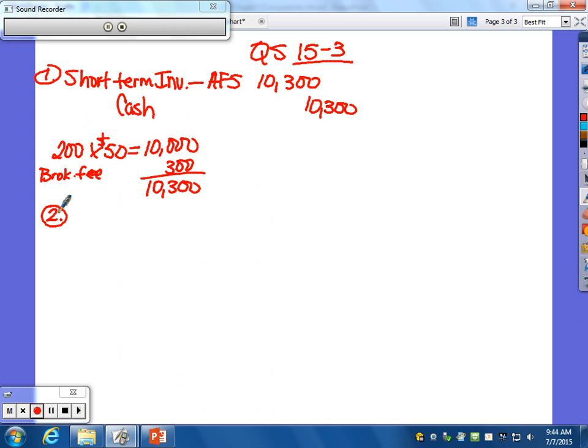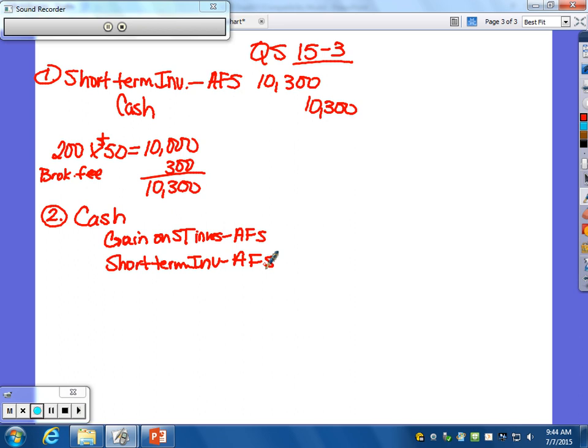So we're going to debit cash and credit what? Dividend revenue. It's not dividends. You're just selling your stock. Gain on short-term investments available for sale. And then what else do you credit? The difference? Short-term investment, available for sale, right? And so they had how many shares that they sold?